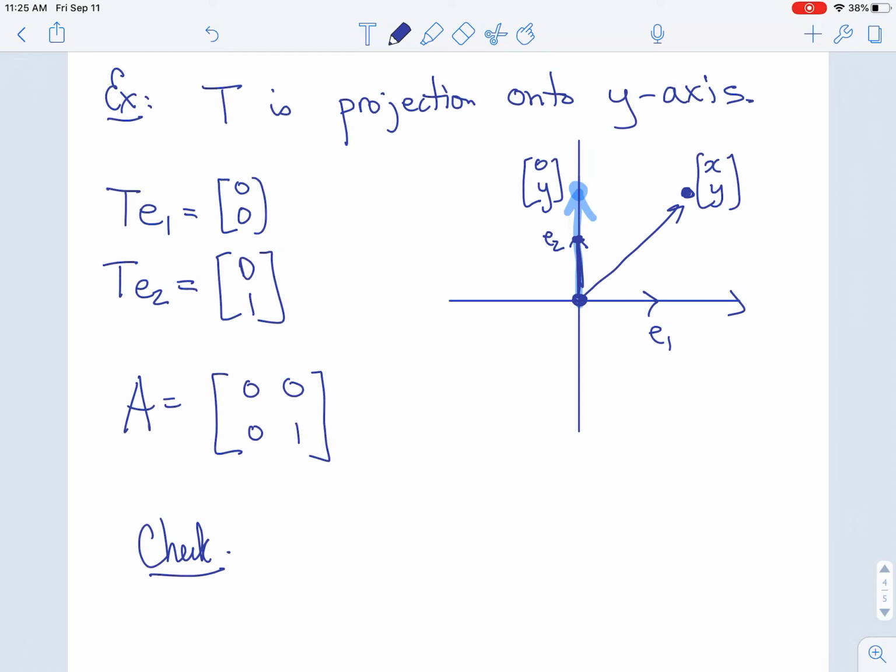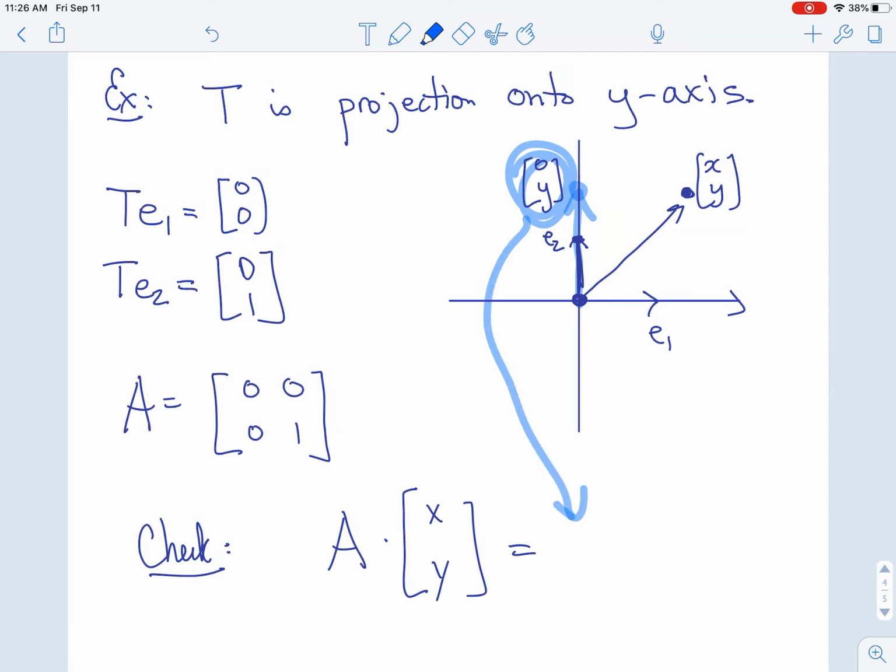And let's just check. Is it true that if I multiply by x, y, I get what we decided, that that projection is going to just kill what's in the x coordinate and make that 0, and it's going to preserve that y coordinate? Right? Let's just try it. 0, 0, 0, 1. If I do that multiplication, I do indeed get 0, y. So that's a verification that this process works.